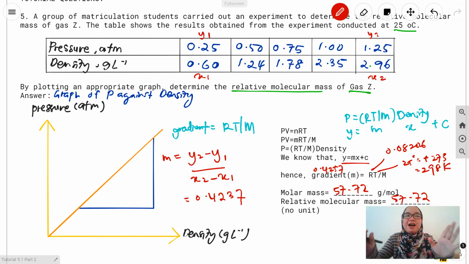Alright, so this is how you answer this question. Please do this graph using your graph paper.